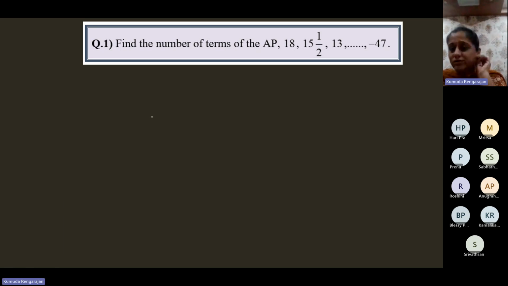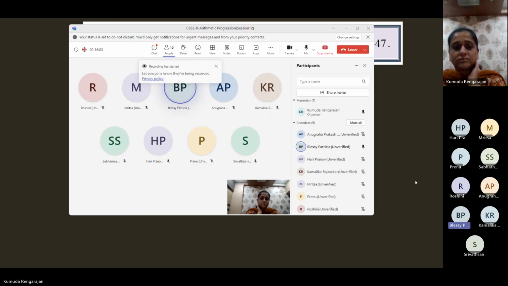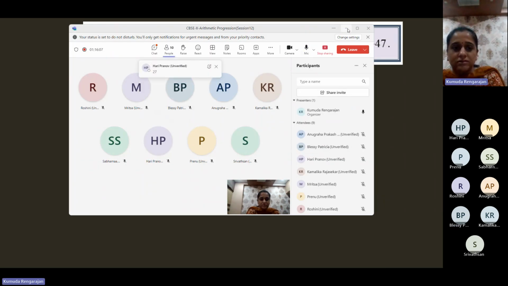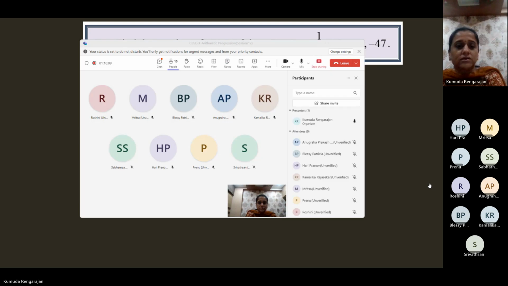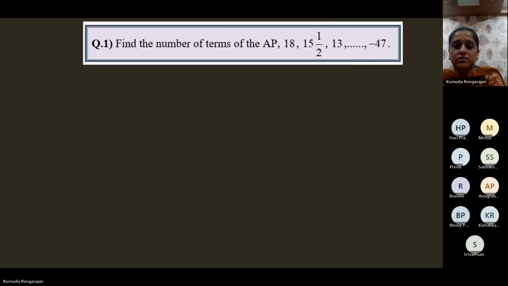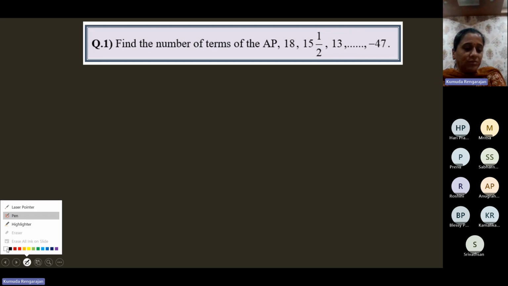Find the number of terms of this AP. Ma'am, 27. 27. Tell me the equation.